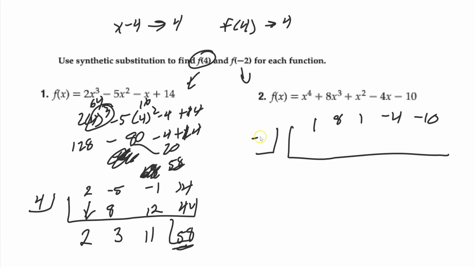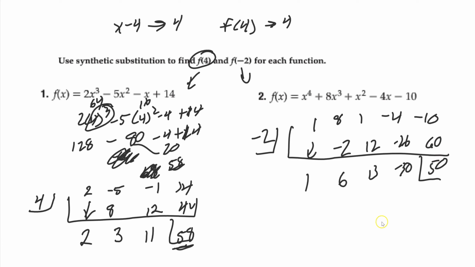So you have this. I'm plugging in negative 2. The last one is a remainder. Bring the first one down. Multiply across, so negative 2. Add 6. Multiply 12. Add 13. Multiply negative 26. Add negative 30. And then I get 60, and I get 50. So you get 50. f of negative 2 is 50.